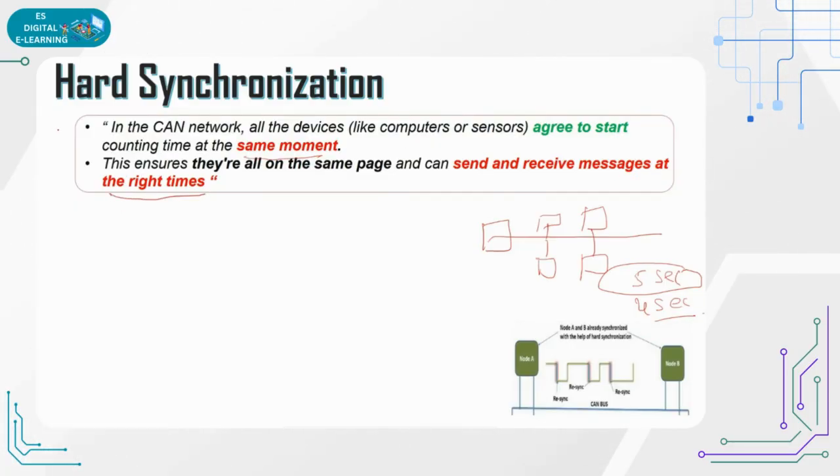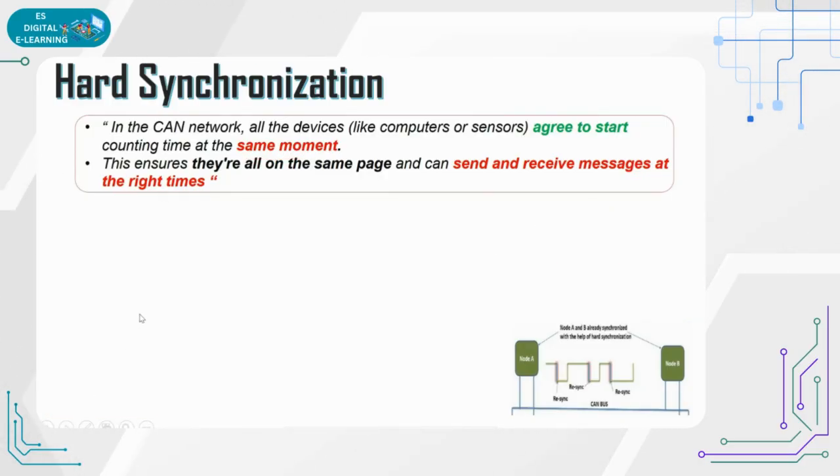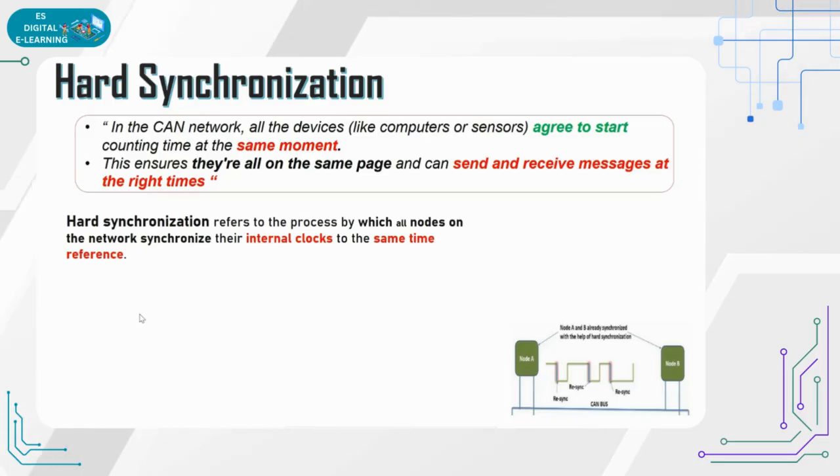This is just a point of understanding of the hard synchronization. Okay, so is it clear, right? Soft synchronization is just the mutual understanding to send the data at the same time. Okay, at the same moment, at the right time. So that will be the difference. And what is the definition of this?